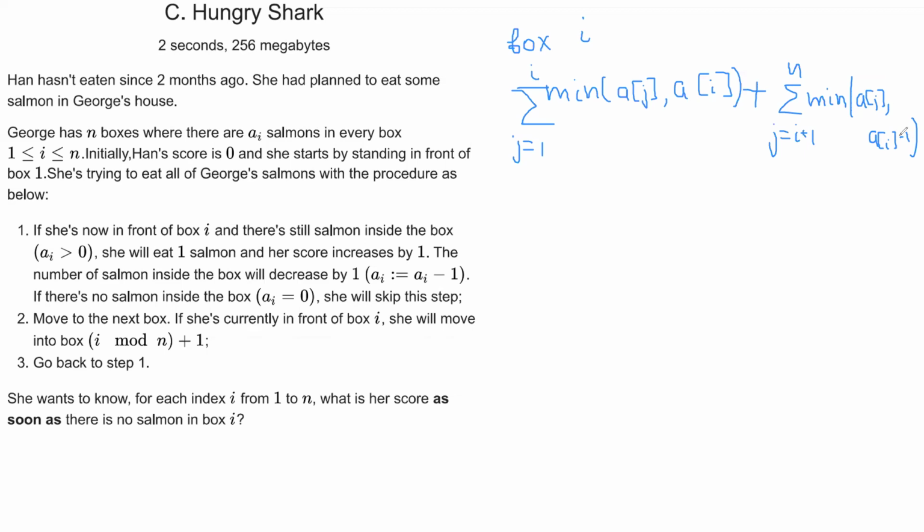So we take A at I at this time from box I. So we didn't go to other boxes yet. That's why they have been taken not more than A at I minus 1.